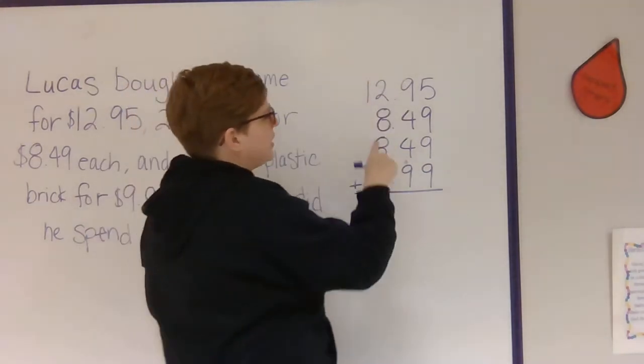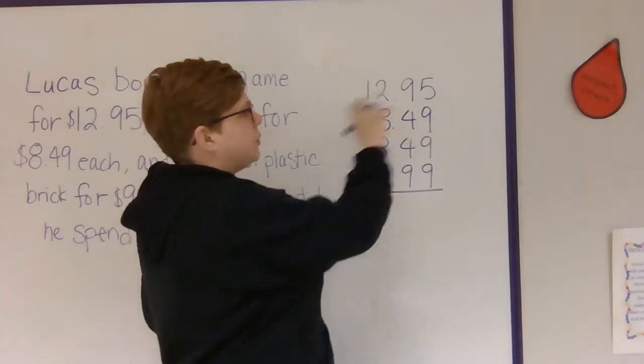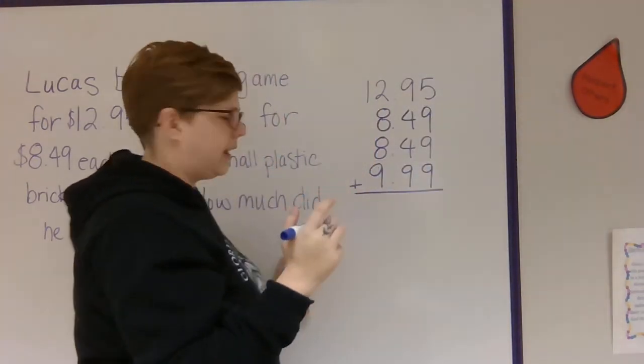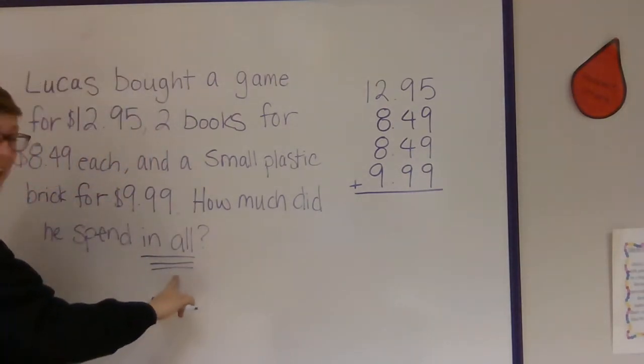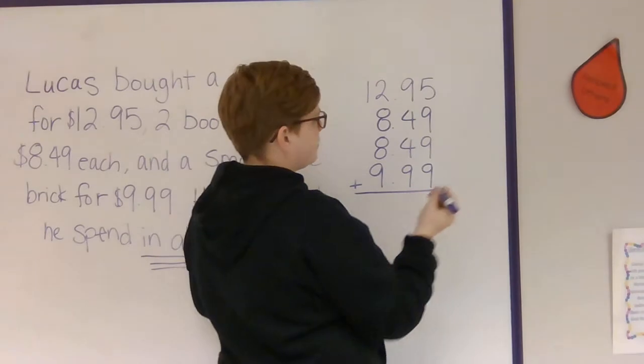Another way you could have written this is by taking the $8.49, multiplying it by 2, and when you got that answer, but all together we're still going to be adding, okay? Because we are looking for it in all, so what it all costs together.